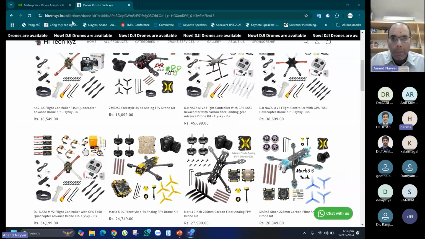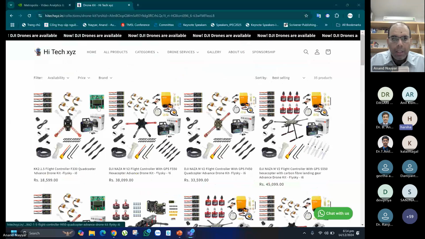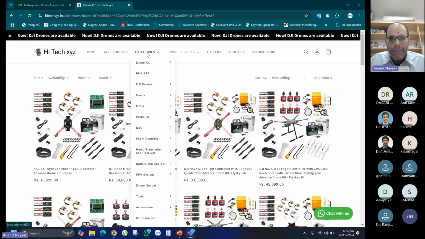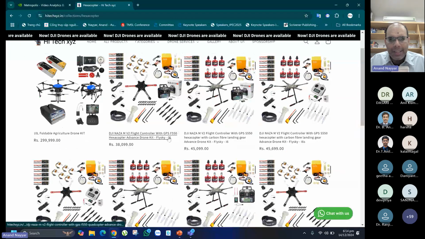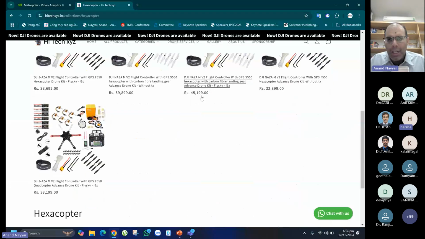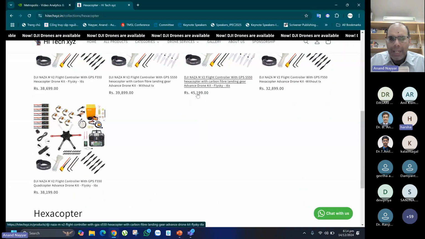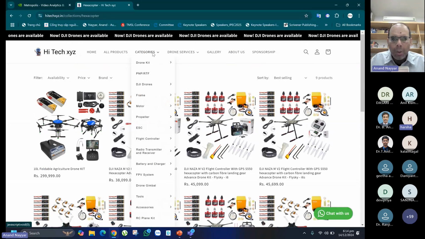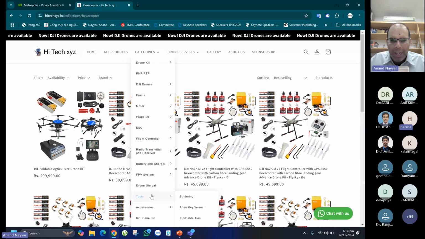hightechxyz.in. Yes or no? Yeah, we could see, sir. So if you go to drone services, you can even consult with them. In fact, if you go to drone kit and then hexacopter, you can see the kits like this. You can go for a kit like a 38,000 rupees kit or a 45,000 rupees kit. That is a kit that you can work with. They also have the software. Similarly, you can go for tools and for the RC plane kit.